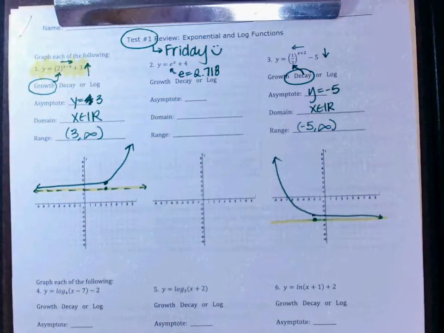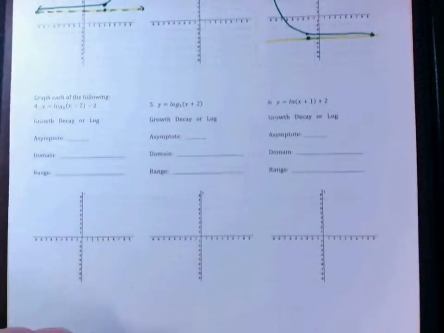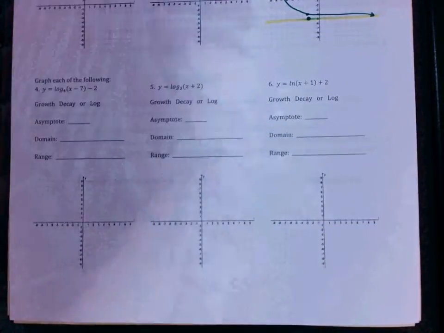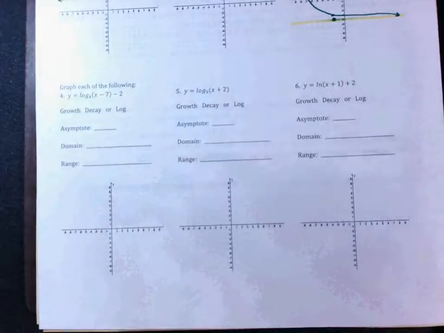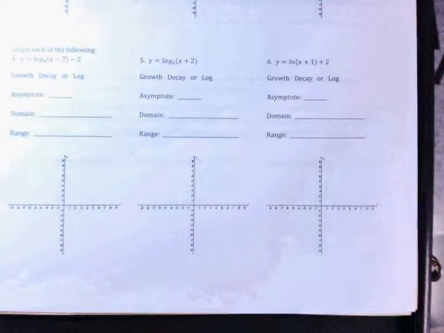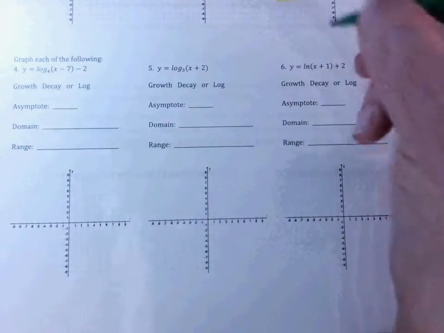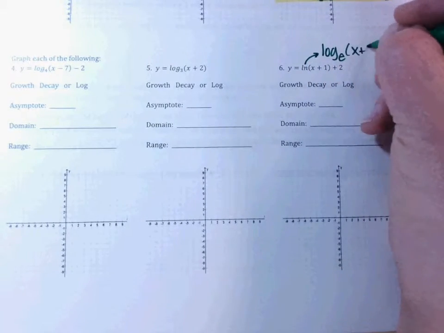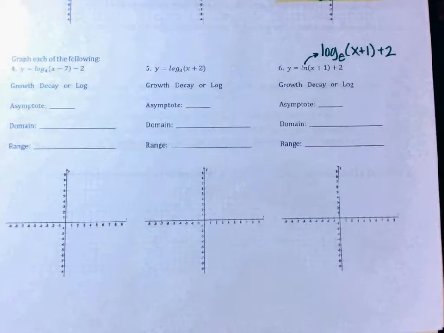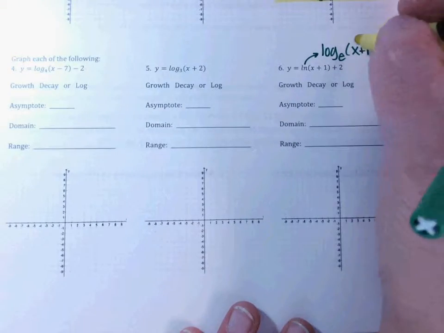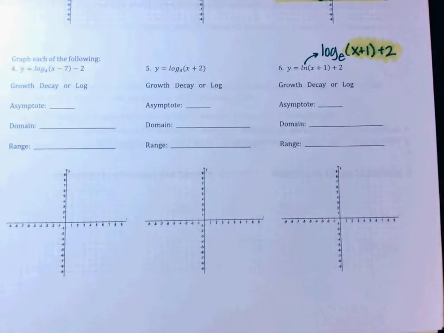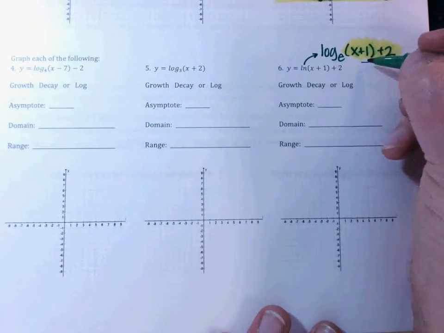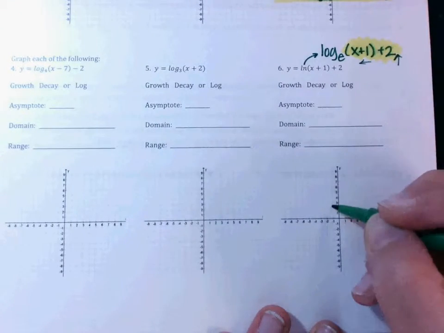Okay, so go down to 4, 5, 6. Okay. 4, 5, and 6 are all logs. Now remember that number 6 doesn't say the word log, but remember that an ln is the same as log little e. So remember that if it's an ln, that's really a log little e. Which way are we shifting? 1 unit to the left and then 2 units up.